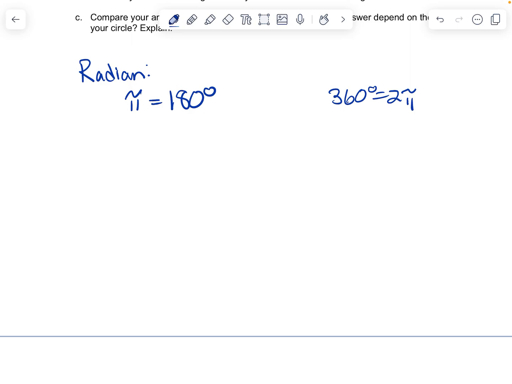All right. So knowing that, we're going to break down a couple other radian measures that are quite frequent. And those have to do with our special triangles that we looked at the other day.